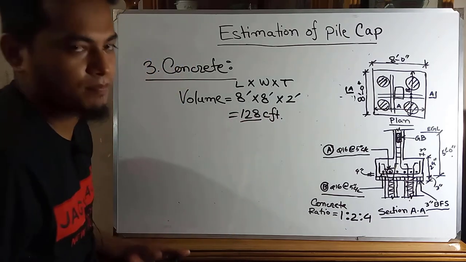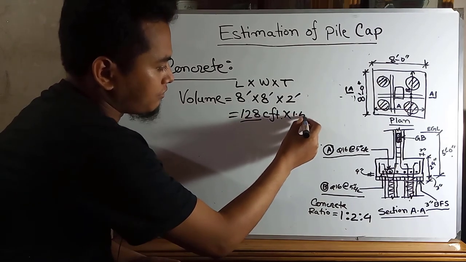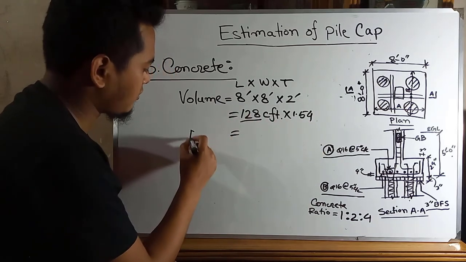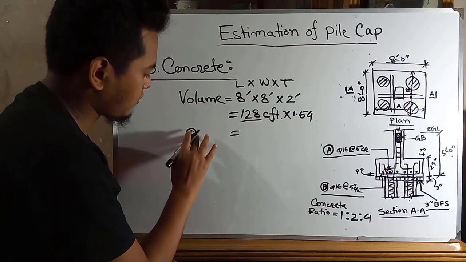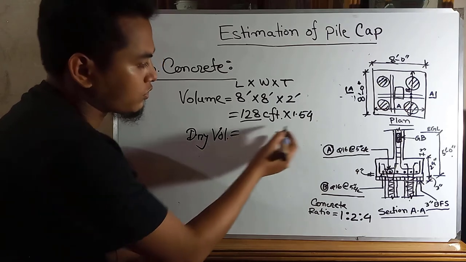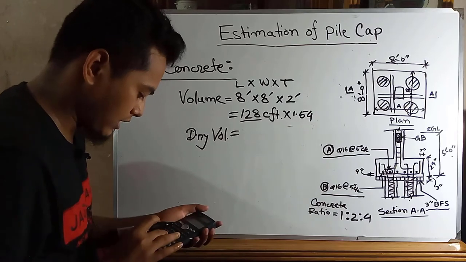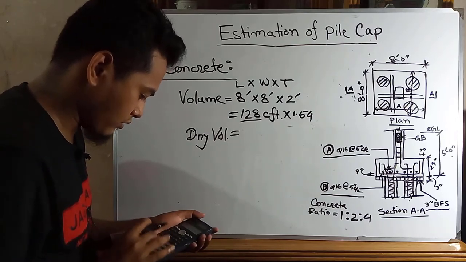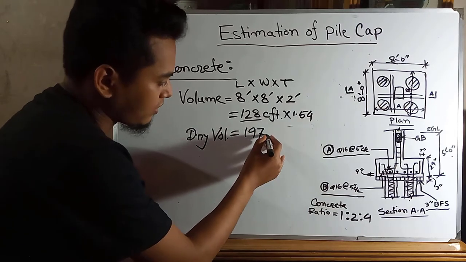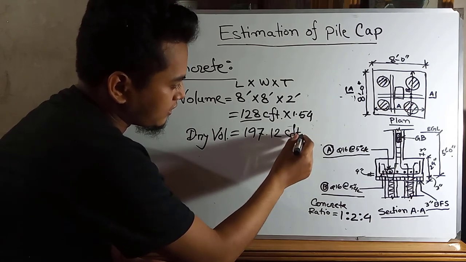So 128 CFT. This is the wet volume. Now we multiply it by 1.54 to convert it to dry volume. So dry volume equals this number, 128 into 1.54, so 197.12 CFT.